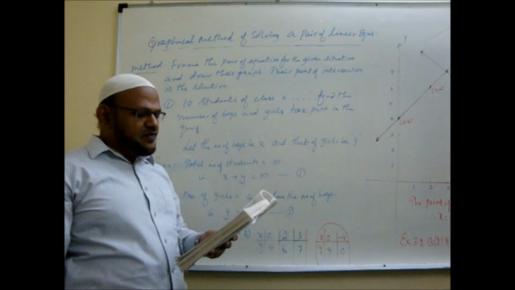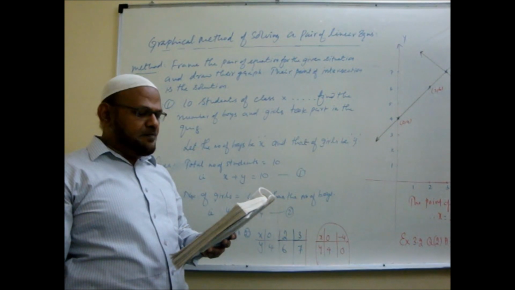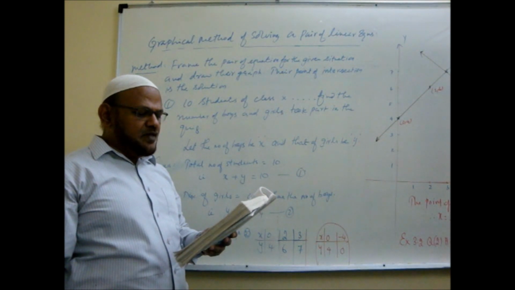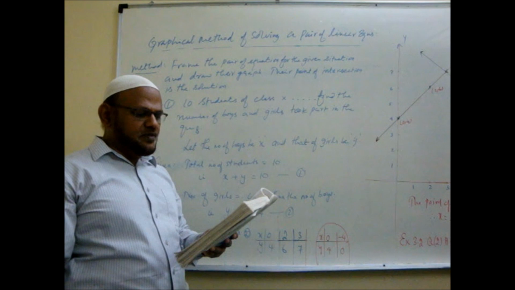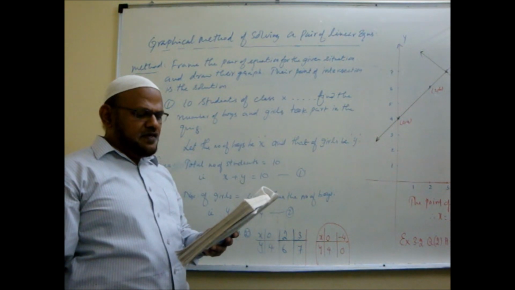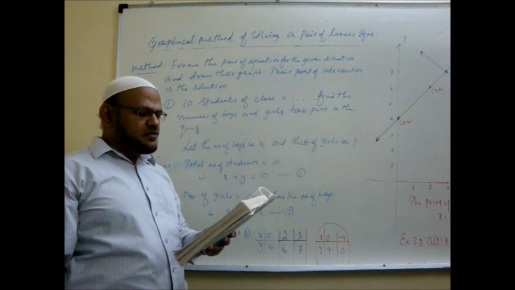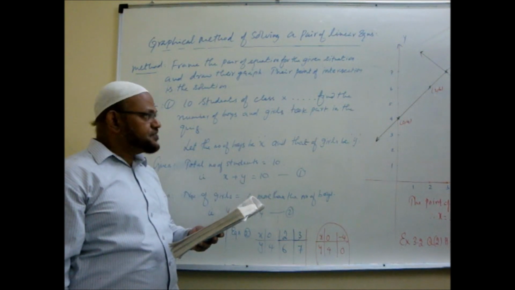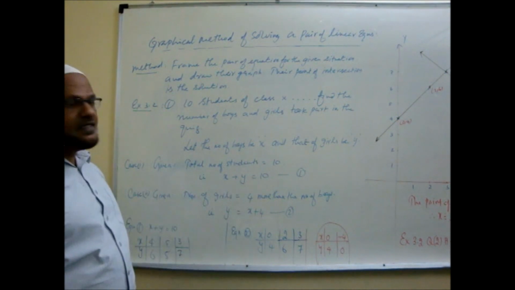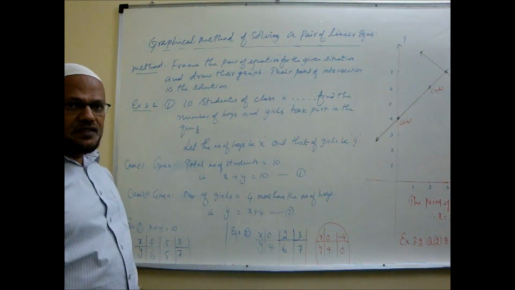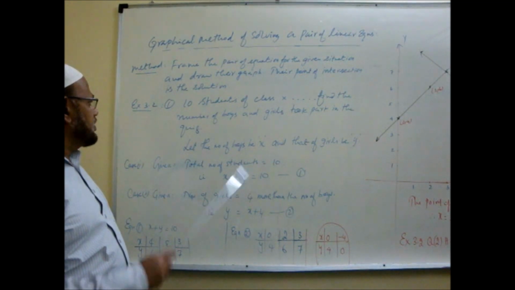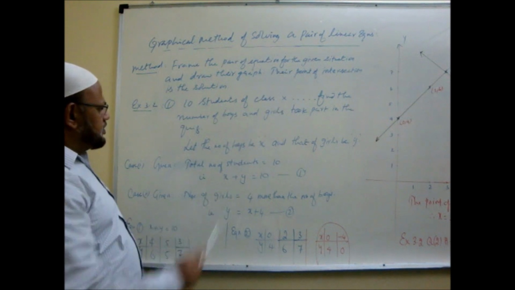10 students of class 10 took part in a math quiz. If the number of girls is 4 more than the number of boys, find the number of boys and girls who took part in the quiz. Okay, so you will first have to take the statement here. Totally there are 10 students, and there are boys and girls. So I write the question.